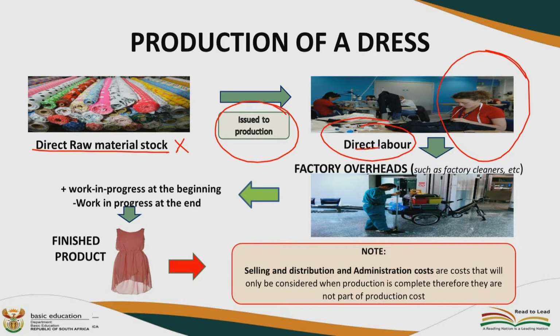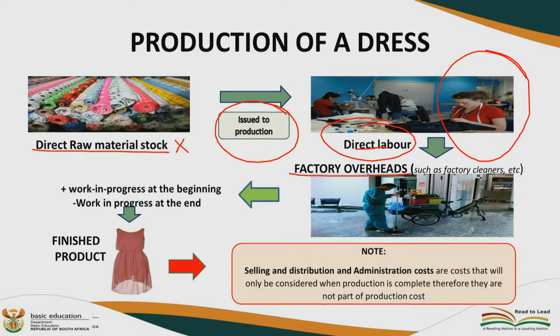direct labor. All right, but you remember what I told you earlier on? We do not only have direct costs, we also have costs which are indirect. And these costs which are indirect, these are now our factory overheads. All right? So these are costs that are incurred in the factory, but not direct.